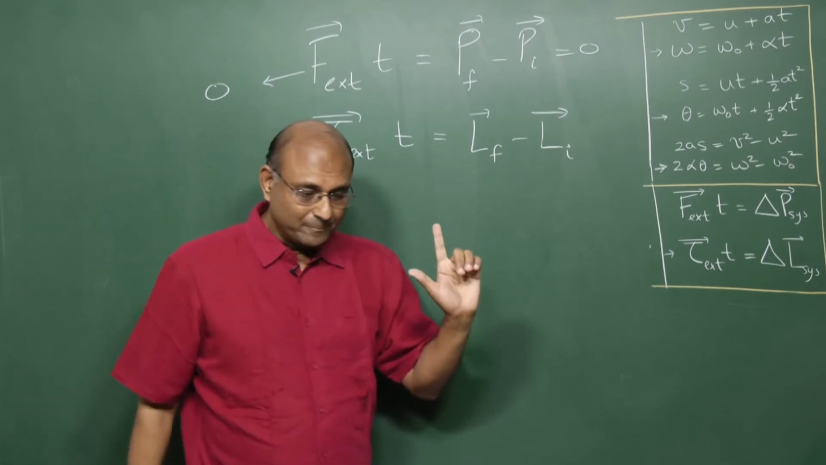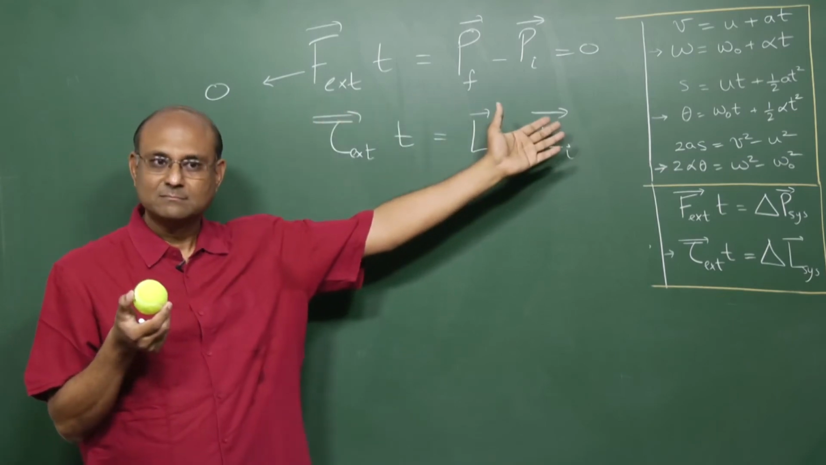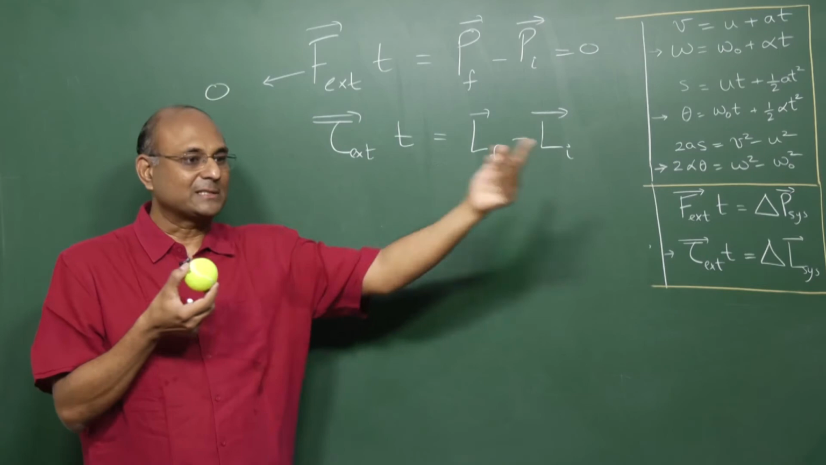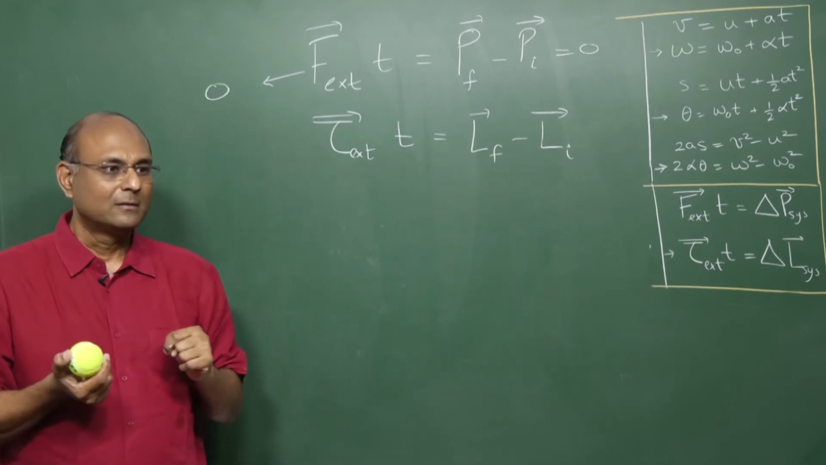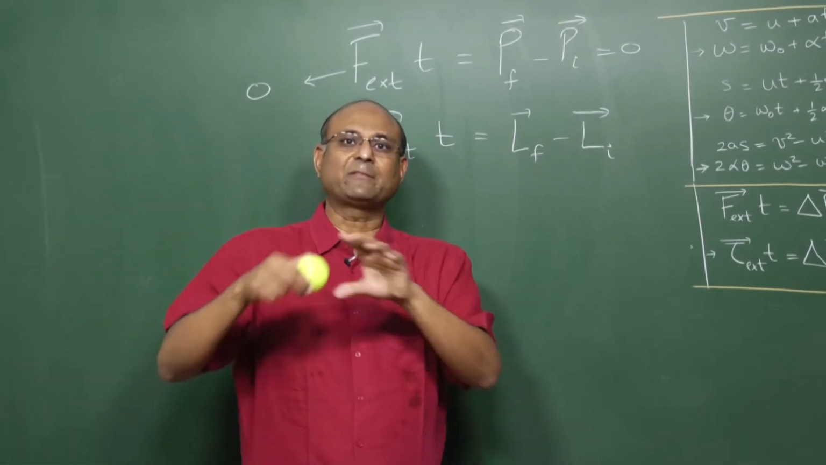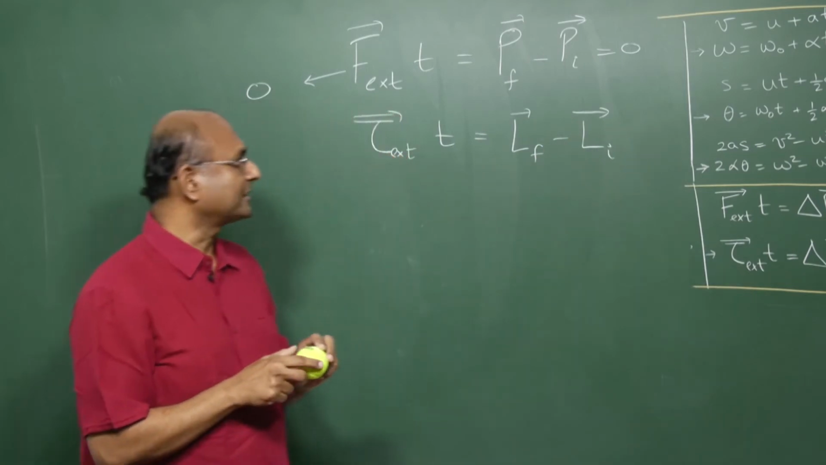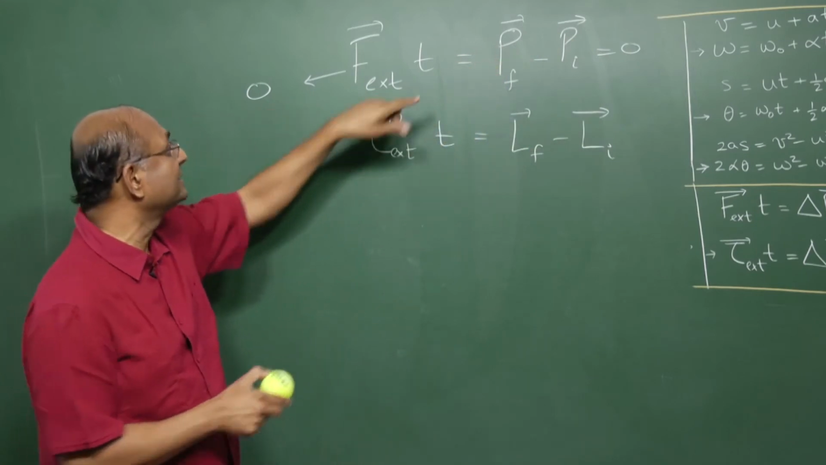Now please remember, if it was a single particle, this is not a big deal. Why? Because you are saying mass into velocity is constant, which means velocity is constant. But did you already know Newton's first law? What is Newton's first law? If there is no external force, or if the net force is 0, the object moves with constant velocity. That is not what this is saying. This is for a system.